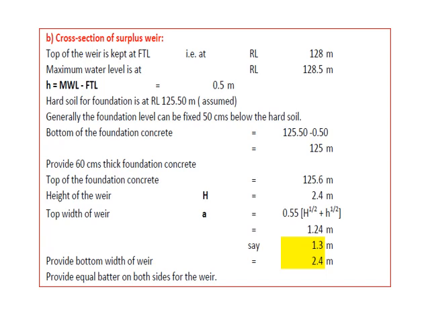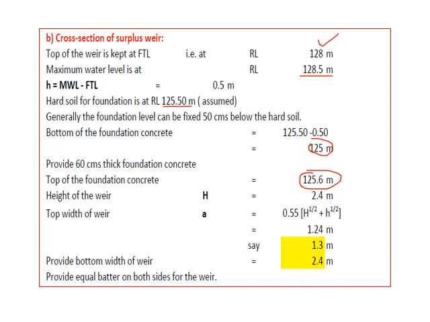Now the cross section of the surplus weir has to be decided. The top of the weir is kept at FTL, so that RL is already fixed, which is 128. Maximum water level is 128.5. So therefore the head over the weir is 0.5 meters. The hard soil foundation at the site is already decided, which is 125.5. So you can keep the foundation level somewhere 50 centimeters below the hard soil, so that fixes the bottom of the concrete bed. So therefore you can have a 60 centimeters thick concrete bed. So the top of the concrete bed is fixed at 125.6.